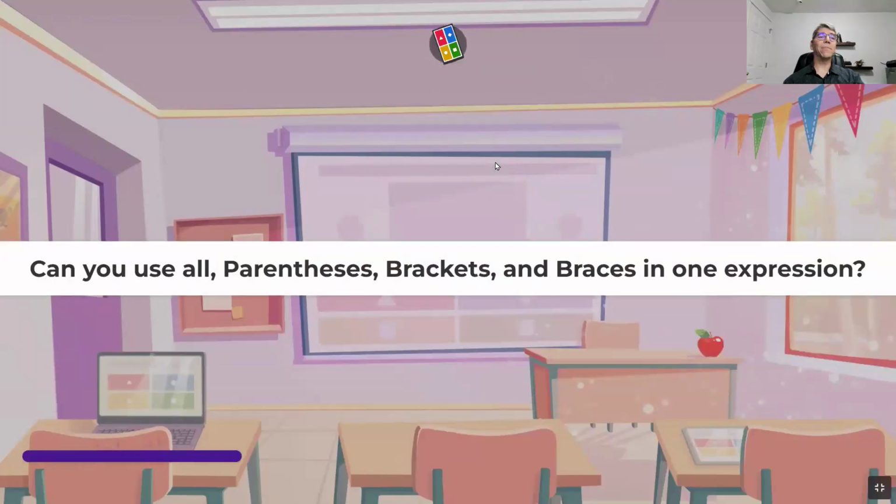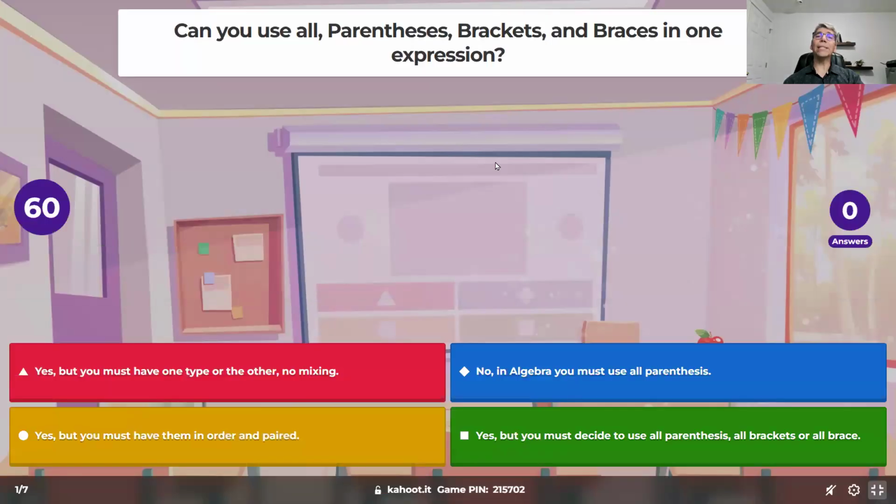Let's see the quiz. Can you use all parentheses, brackets, and braces in one expression? That's an interesting question.